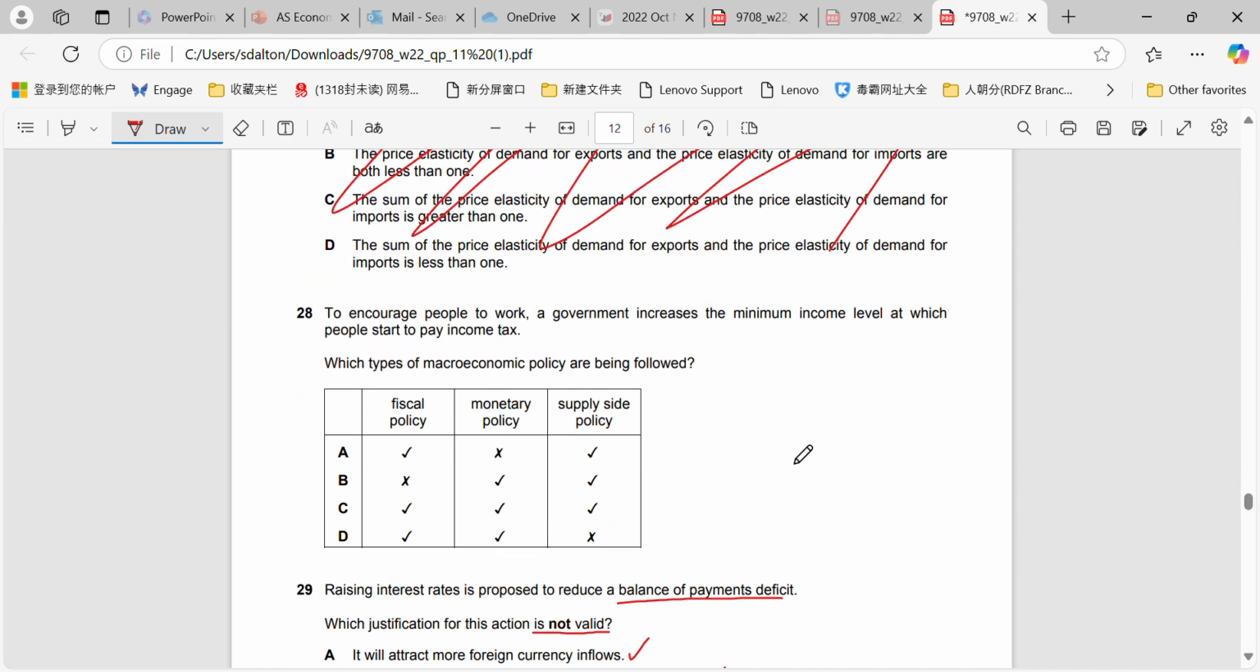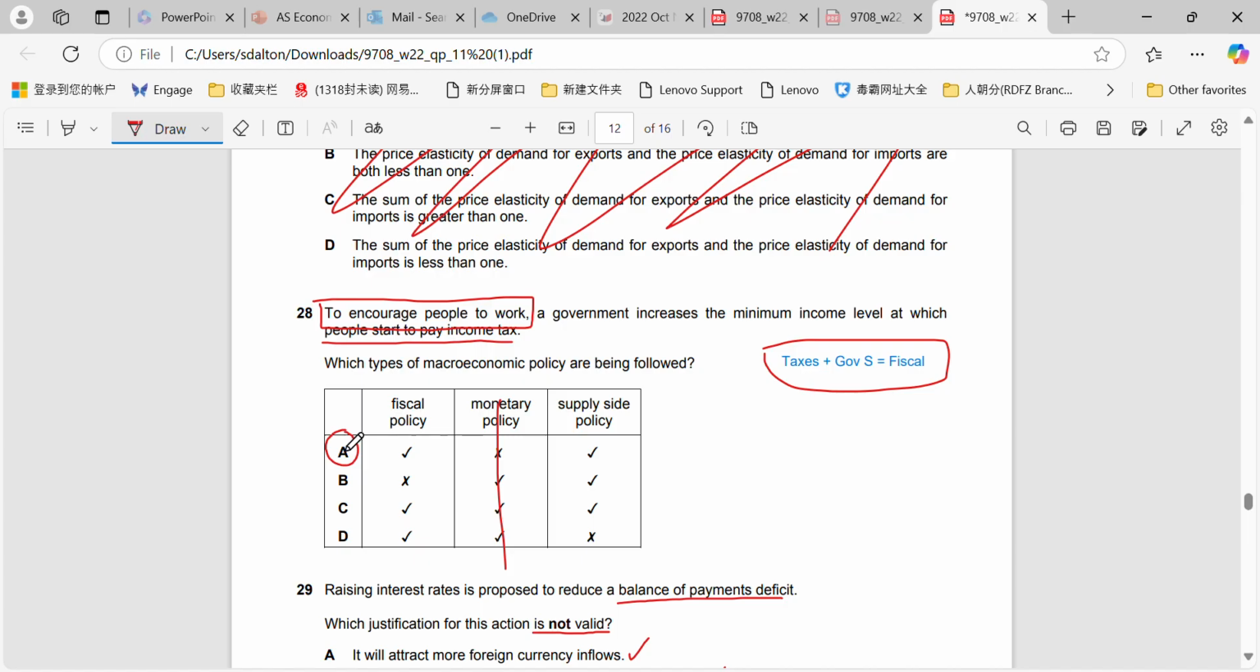Question 28. To encourage people to work, a government increases the minimum income level at which people start to pay income tax. What type of macroeconomic policies are being followed? So first of all, remember taxes and government spending are both the tools of fiscal policy. We're told here that they're doing it to encourage people to work. And we should know by now that some elements of fiscal policy, like the use of taxes, can also be supply-side policies depending on their aims. So it's definitely not a monetary policy.